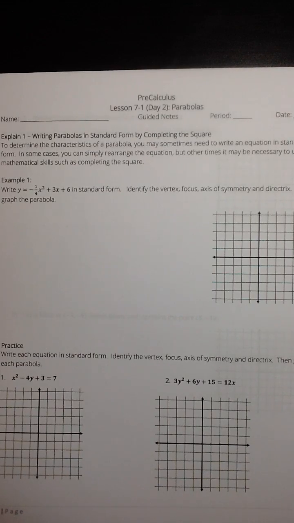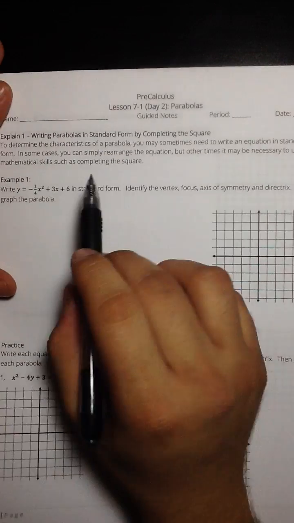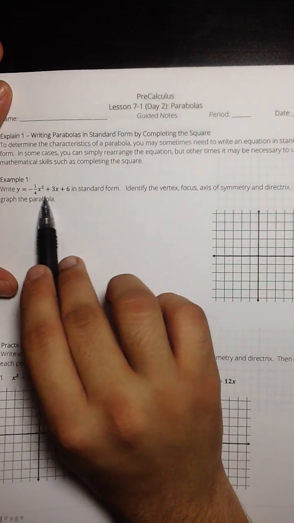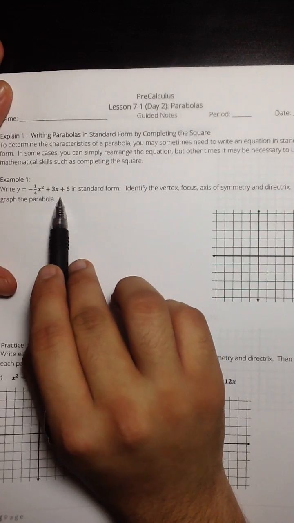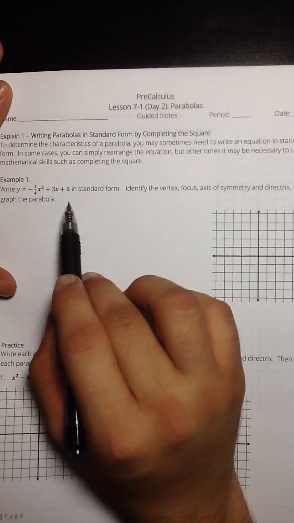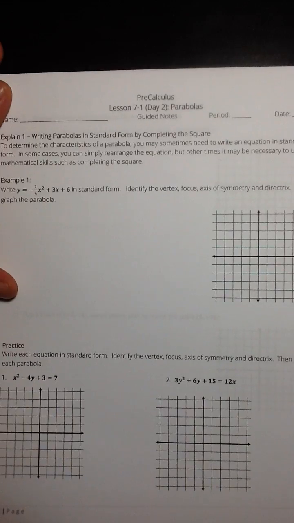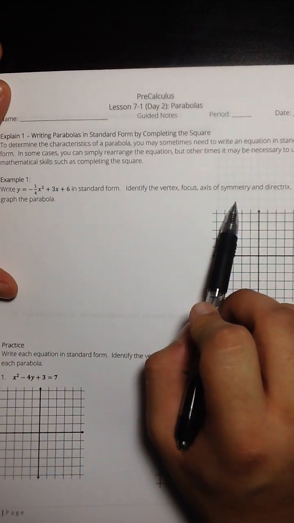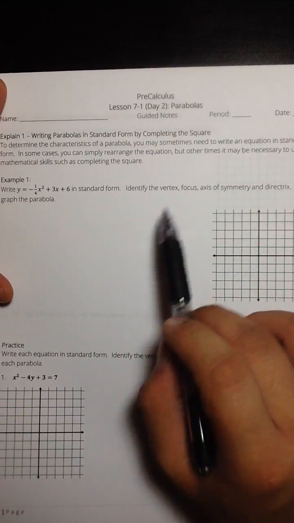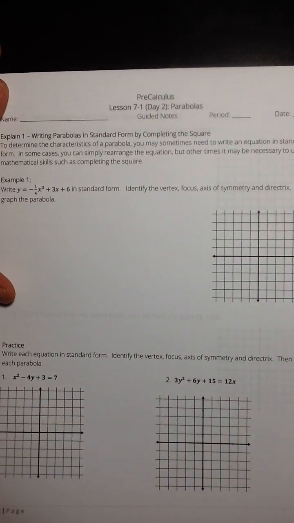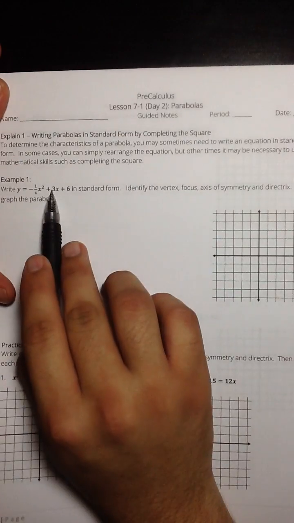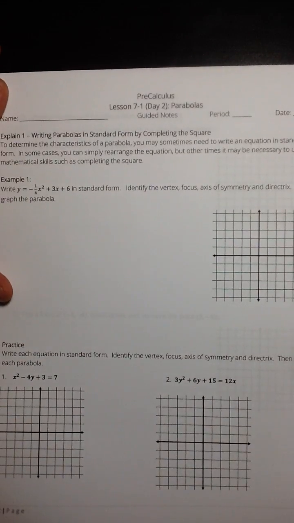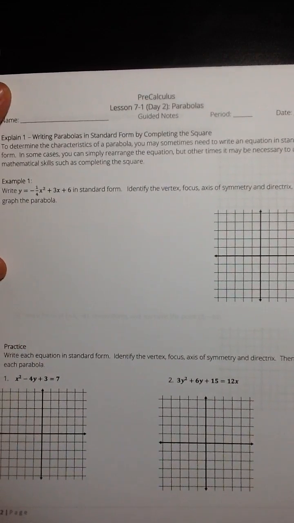And so today what we want to examine is what do we do in this case where it's not written in standard form, where it's written in this more familiar form, but it's not exactly conducive to figuring out all this information like the vertex, the focus, the axis of symmetry, and directrix. So what we end up having to do is manipulate this equation in order to figure out what it is. Okay, so let's go ahead and look at this.